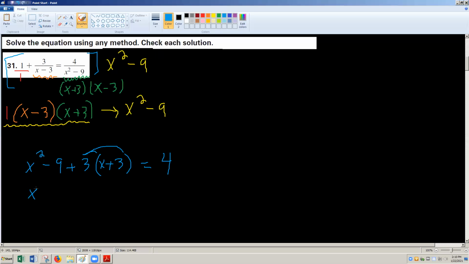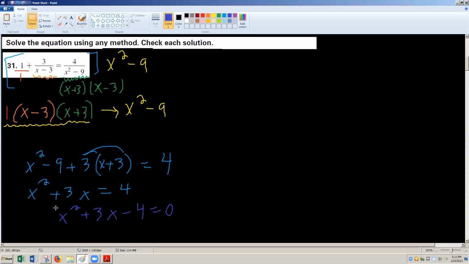So this turns into x squared. This becomes positive 3x. Here I get plus 9, which cancels off with my negative 9, equals 4. I'm trying to solve this, so I'm going to get everything on the same side, set to 0. So I get x squared plus 3x minus 4 equals 0.